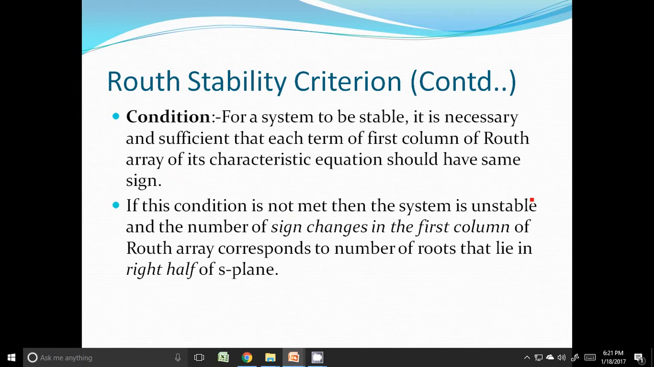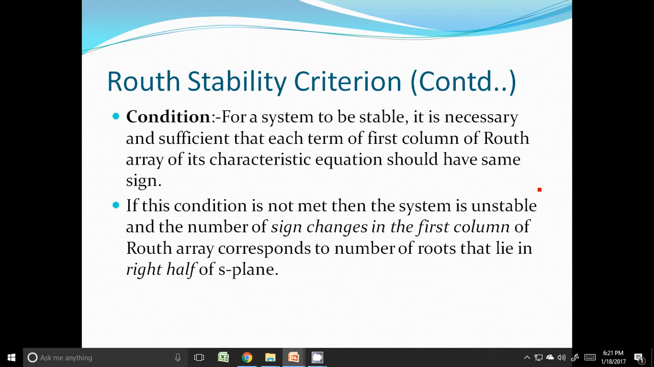For a system to be stable, it is necessary and sufficient that each term of the first column of the Routh array of its characteristic equation should have the same sign. If this condition is not met, then the system is unstable and the number of sign changes in the first column of the Routh array corresponds to the number of roots that lie in the right half of the S plane. This is the Routh stability condition.